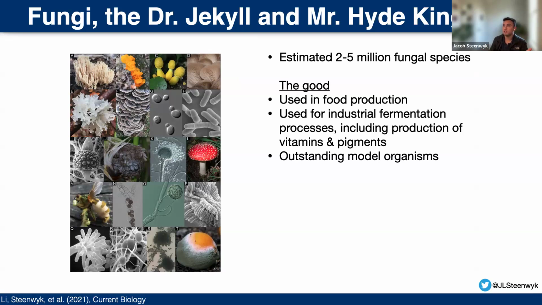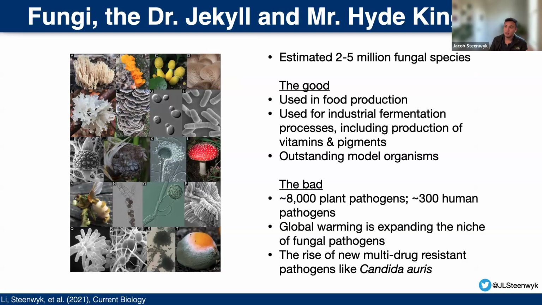We use them for food production. We use them in industrial fermentations to produce things like vitamins and pigments. We know them to be very beloved, outstanding model organisms. On the flip side, though, a lot of them have really negative impacts on human welfare, including the many plant pathogens and the many human pathogens that both Emil and I study. And in a warming world, the niche of these pathogens is thought to be expanding, even giving rise to new multi-drug resistant pathogens like Candida auris.